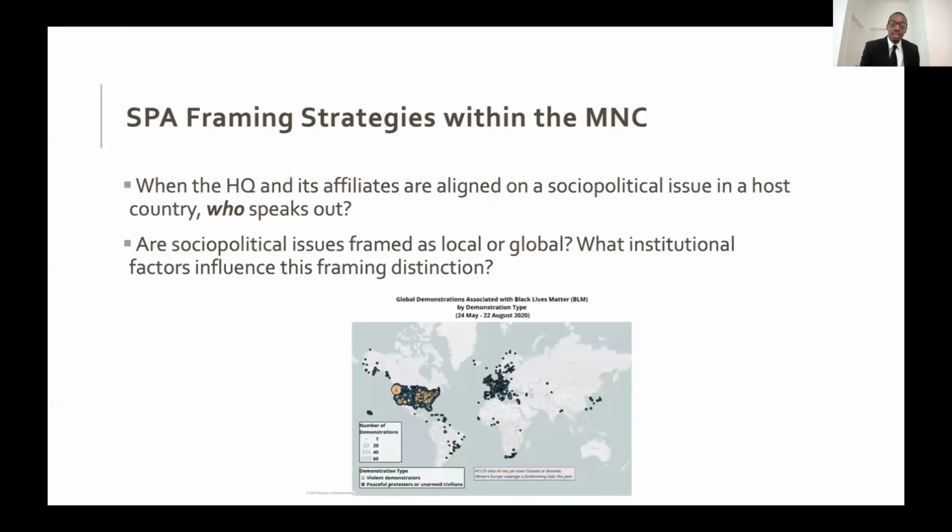And so I've recently collected data on non-US firms, non-US MNCs, responses to the BLM movement in 2020. And so, as you see depicted here, yes, most of the protests were in the US, but they were also across the globe. And so, it's an open question for multinationals that were responsive. Was this just a US issue?